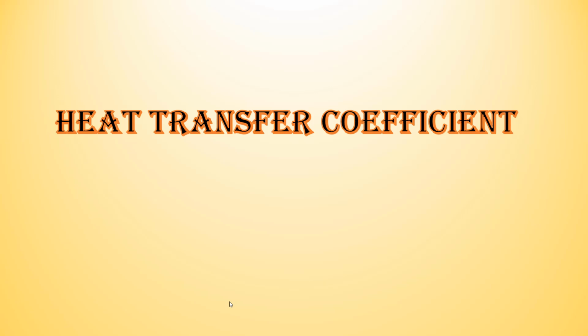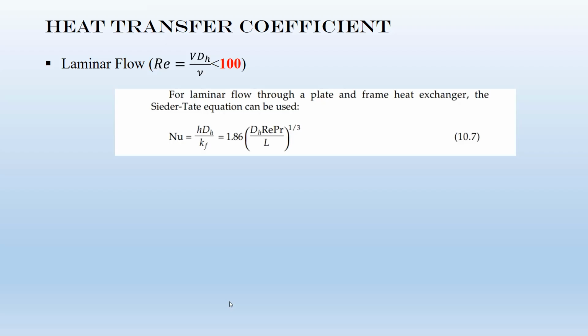So, the heat transfer coefficient. To find the heat transfer coefficient, the first thing is that the definition of laminar and turbulent flow is different. Actually, not the definition, the critical Reynolds number is different. For the plate and frame heat exchanger, the critical Reynolds number is 100. If the Reynolds number is less than 100, the fluid flow is laminar. Otherwise, it's turbulent. For laminar flow, you can use this correlation to find the Nusselt number.